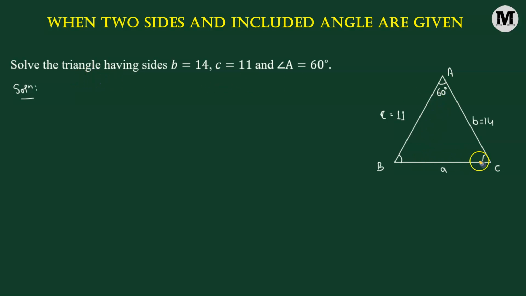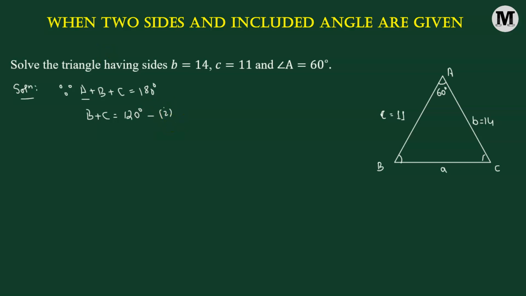So using this information, our goal will be to find the measure of angle B, the measure of angle C, as well as the measure of the third side, which is a here. We're going to make use of the fact that the sum of the three angles of a triangle adds up to 180 degrees. That's a known fact. Since angle A is given as 60 degrees, we have B plus C equals 120 degrees. We're going to label this as equation number 1.